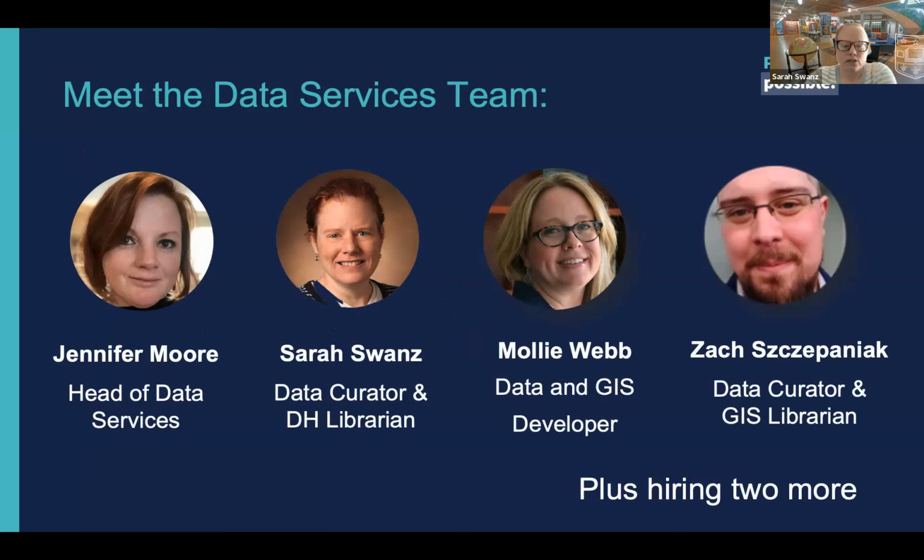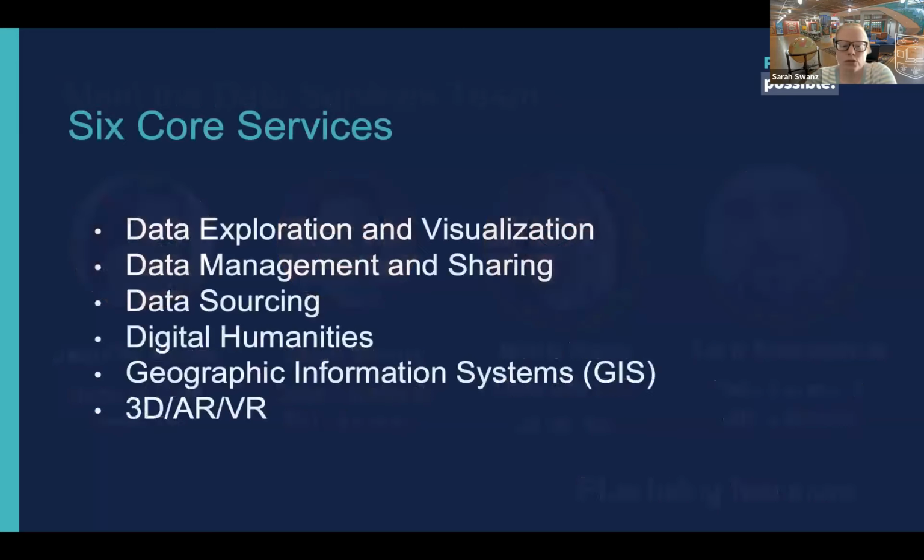So this is our data services team. There's 4 of us right now covering GIS, data management, data sharing, and we're also in the process of hiring 2 more as research data just becomes ever more important. We have 6 core services: data exploration and visualization, data management and sharing, data sourcing, digital humanities, GIS, and 3D and extended reality.